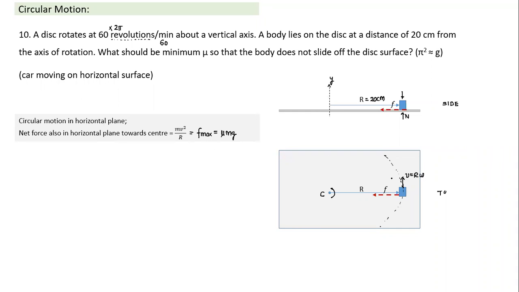And when it slips, what does slipping mean? If it slips, what will happen? It will not follow a circular path. If the object placed on the disk slips, the same thing will happen in the car also. If it slips, it will follow a path something like this. That's what slipping means.